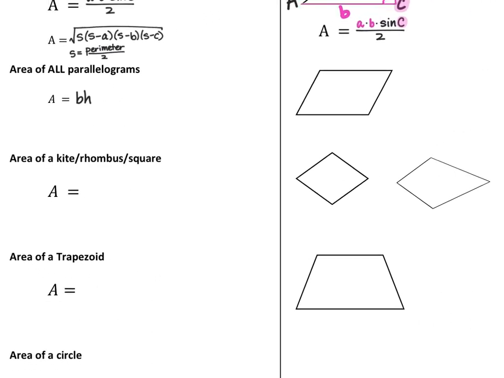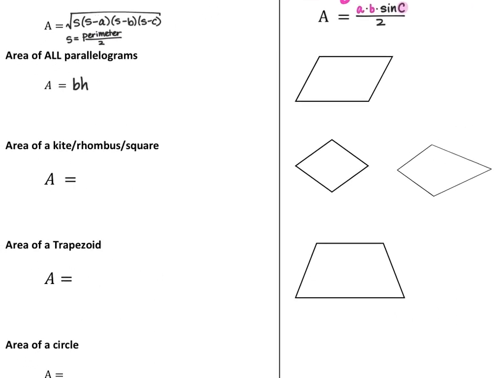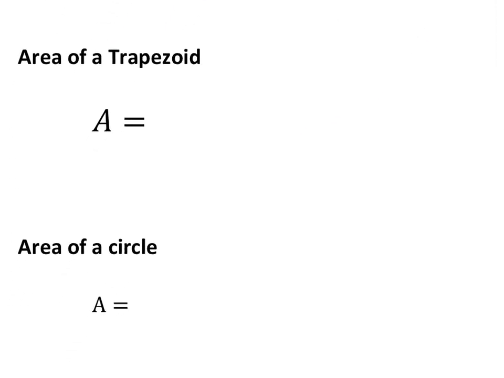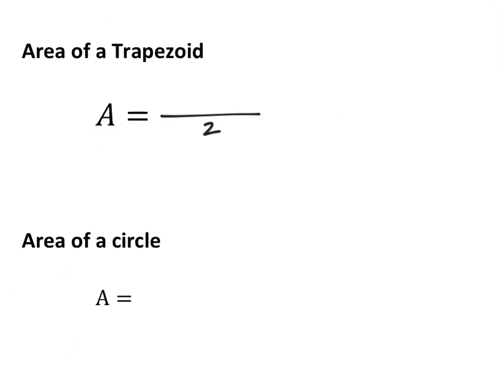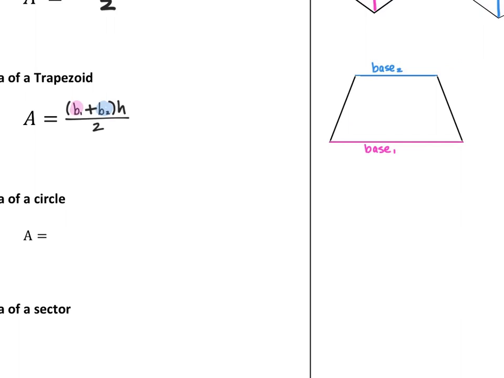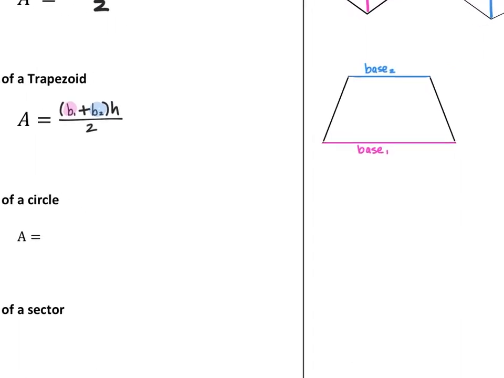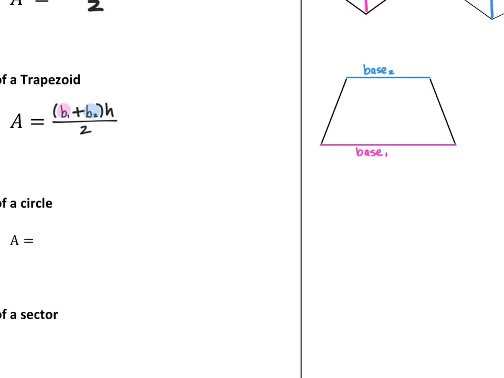Our next formula is the area of a kite or a rhombus, or even a square, because a square is a rhombus. And it's pretty simple. We're just going to take half of the product of the diagonals. For the area of a trapezoid, we're going to have half of the product of the height and the sum of the two bases. Now, it doesn't particularly matter which base you call base 1 and base 2 because addition is commutative, but it does matter that the bases are the parallel sides of the trapezoid.